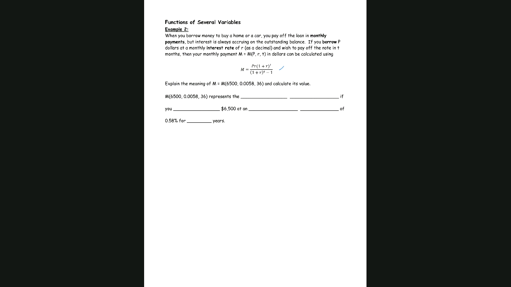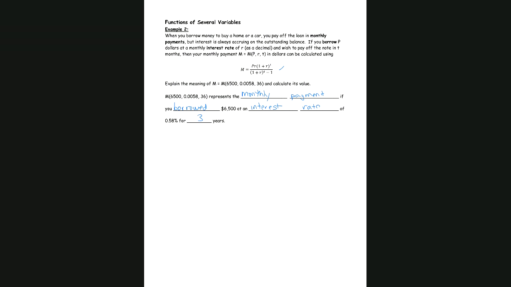It represents the monthly payment if you borrowed $6,500 at an interest rate of 0.58% for 3 years. 36 months equals 3 years. Now we want to calculate its value.